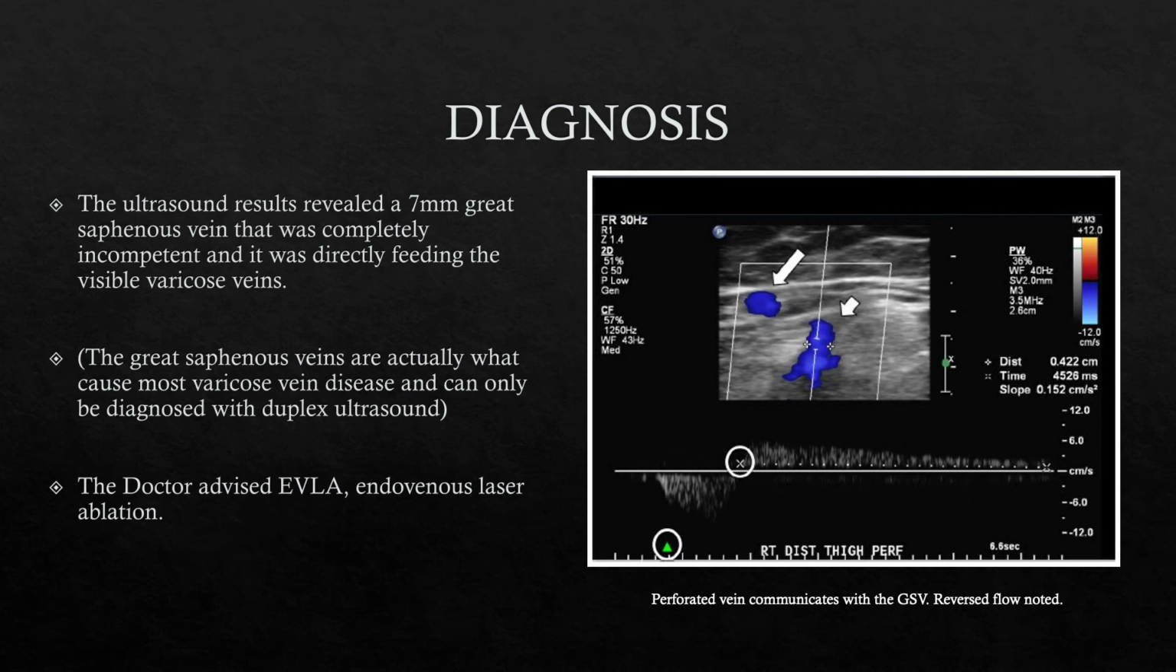So the doctor advised EVLA, or endovenous laser ablation, to treat that for her. And I liked this image here that I included. It's a duplex ultrasound of the leg, and you can see that there's a perforating vein that communicates with the great saphenous vein, and when they turned on the Doppler, reversed flow was noted.